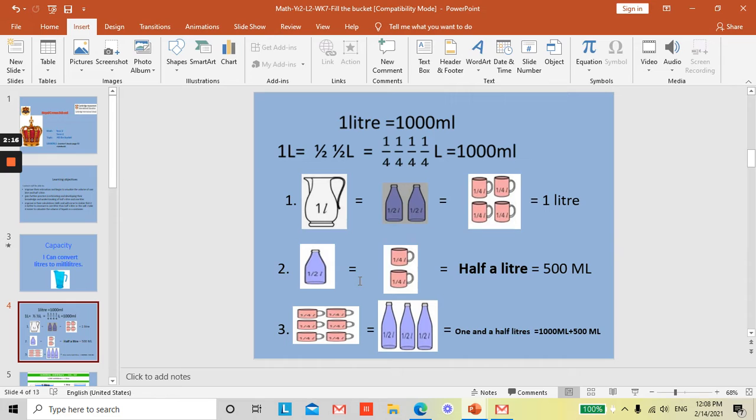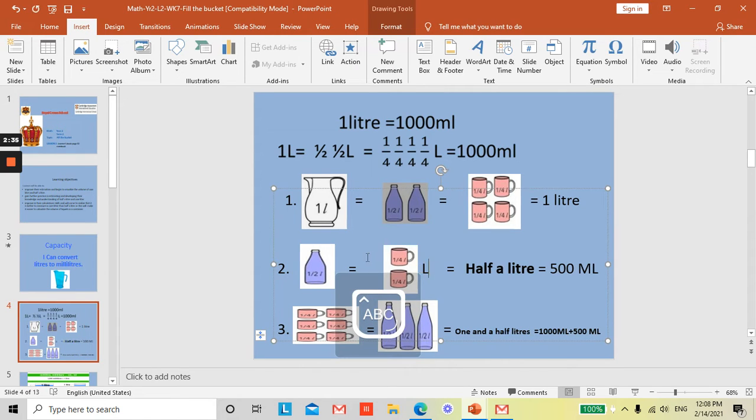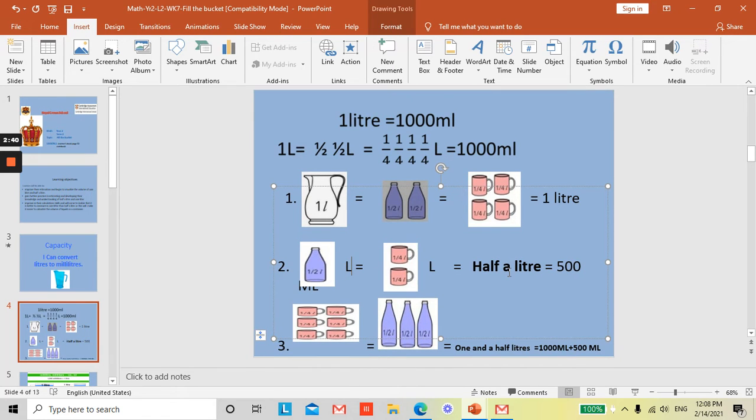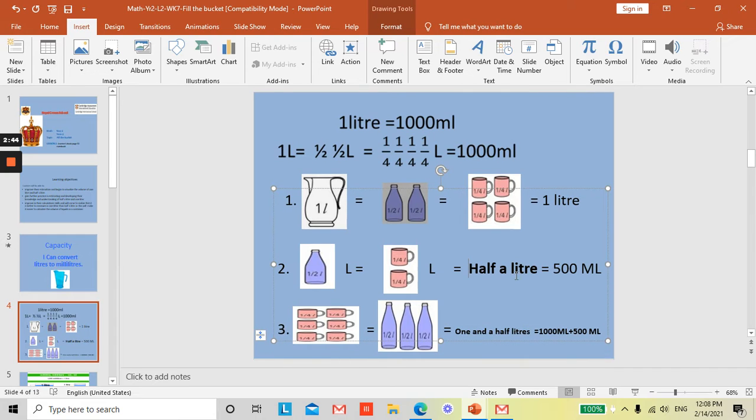Half a liter is equal to 2 quarters. Half a liter is the same as 2 quarter liter, and also the same as 500 milliliters.